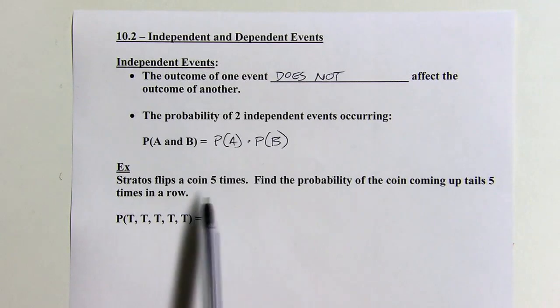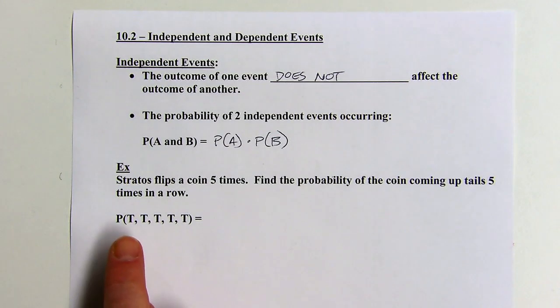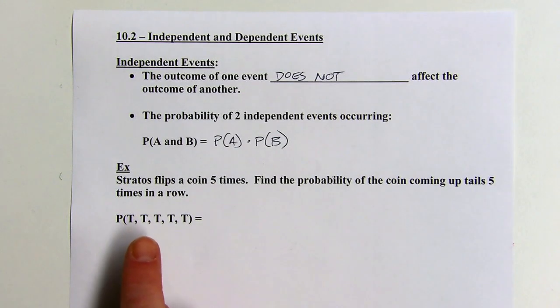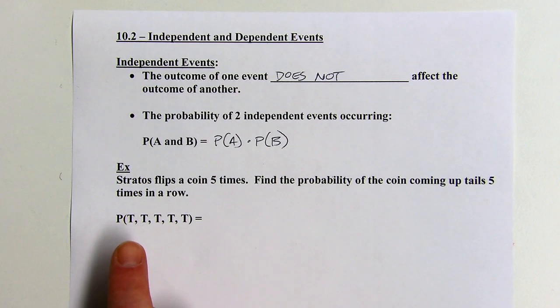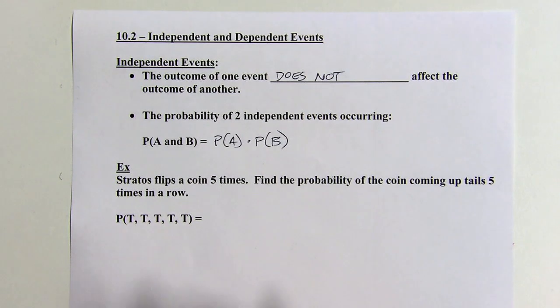So here we have Stratos flipping a coin 5 times. All right, and flipping a coin is an independent event because each time you flip a coin is its own. It's going to be 1/2 probability of either tails or heads coming up. It doesn't matter what happened on previous tosses of a coin, assuming it's a fair coin. It's always going to be 50% chance of each thing coming up. Okay, so that's why it's independent.